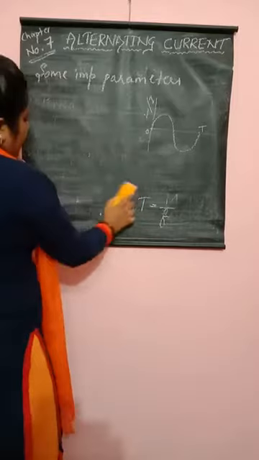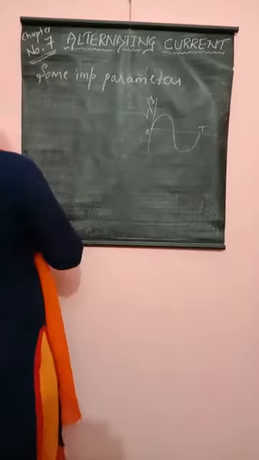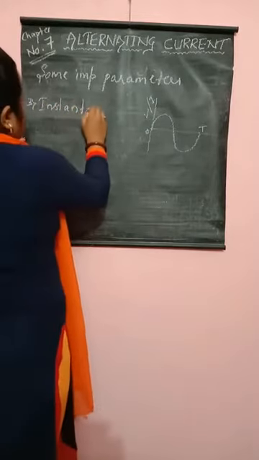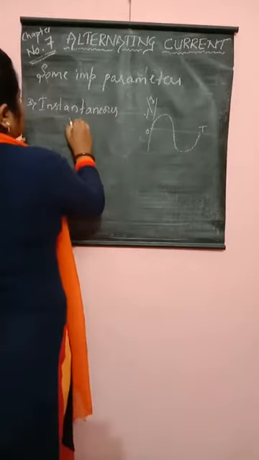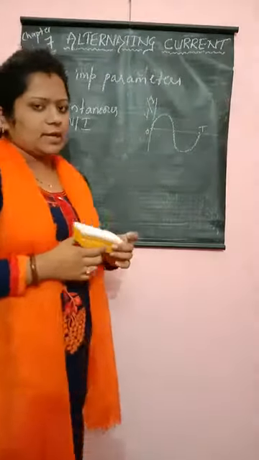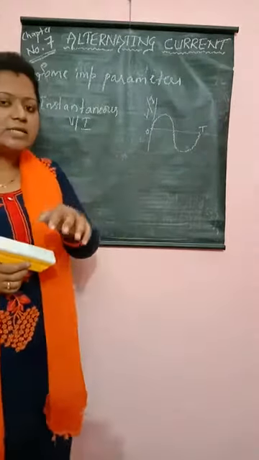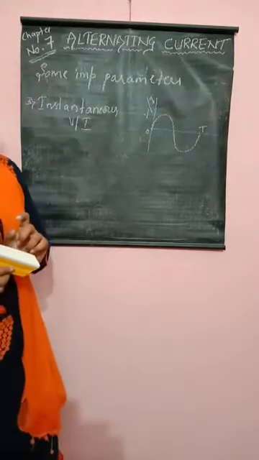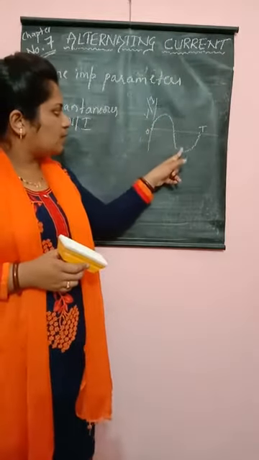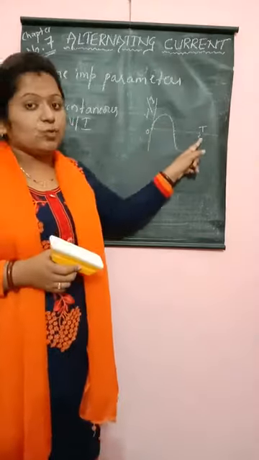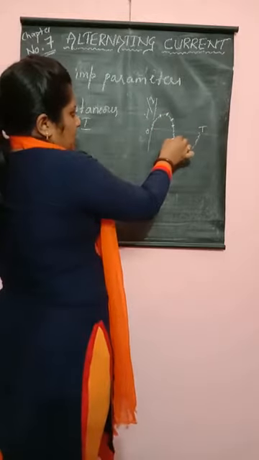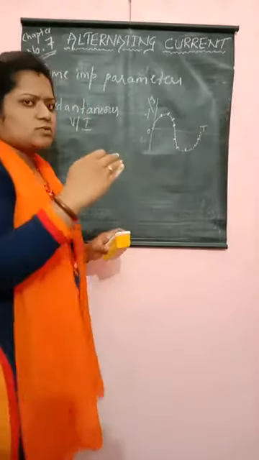going on to the next parameter, instantaneous voltage or current. The next parameter is what? Instantaneous voltage or instantaneous current of AC. Okay. So whenever this sine wave of AC is moving, at every part we have some moments. So here this is one moment, this is one instant, like that. We have instants over there, you can also say parts.